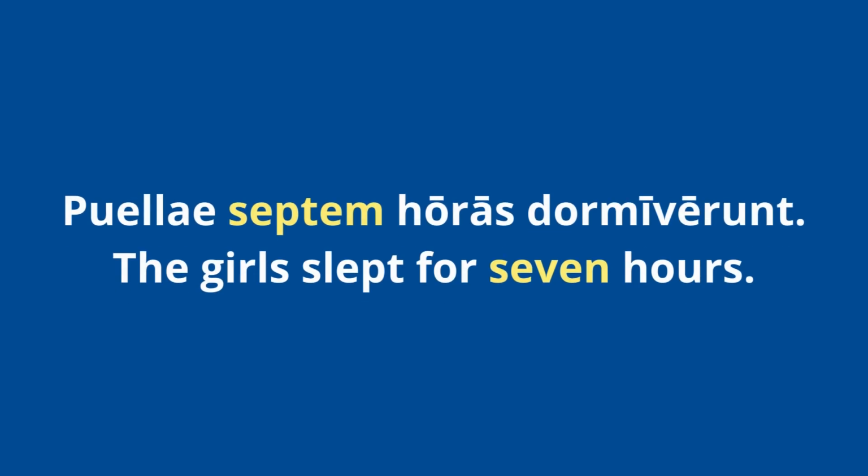Okay, so if you saw this sentence, puellae septem horas dormiverant, you're saying the girls slept for 7 hours. Septem is describing horas. It's the accusative duration of time, right? 7 does not have case, number, and gender, so it's just septem. You're not changing anything about it. It's going with horas. You're saying for 7 hours.